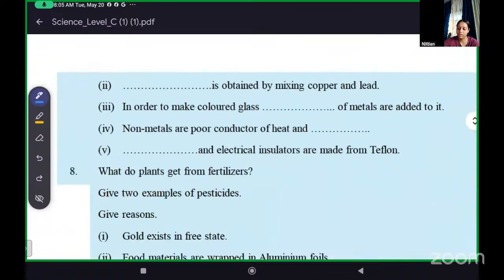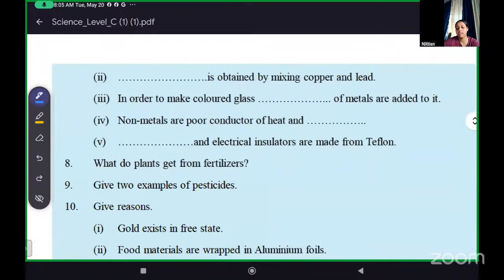Now, dash is obtained by mixing copper and lead. What type of material, or you can say metal, is obtained by mixing copper and lead?